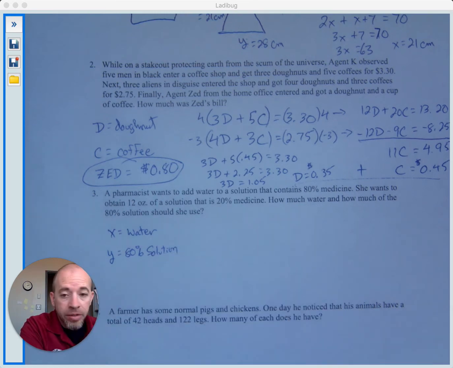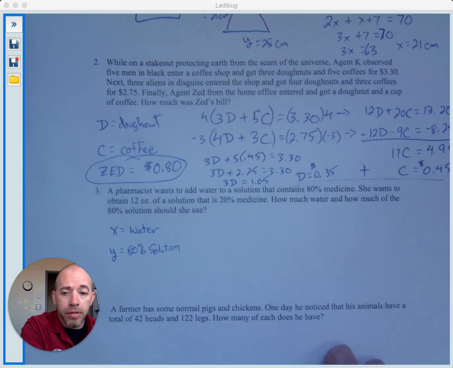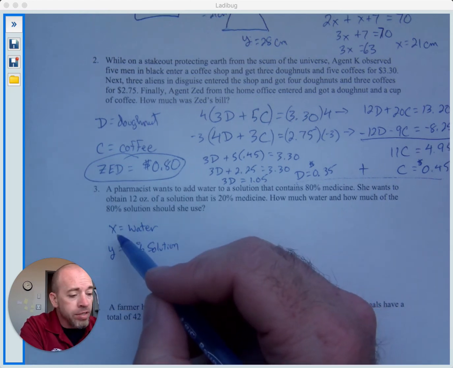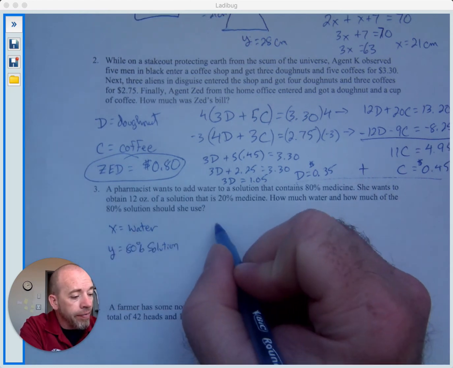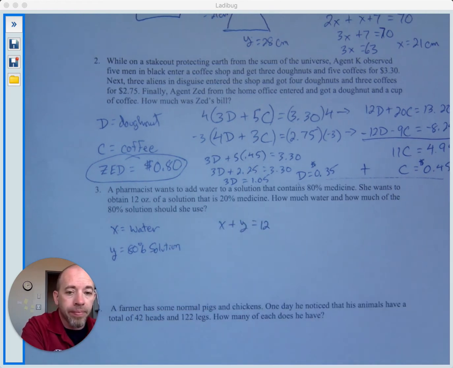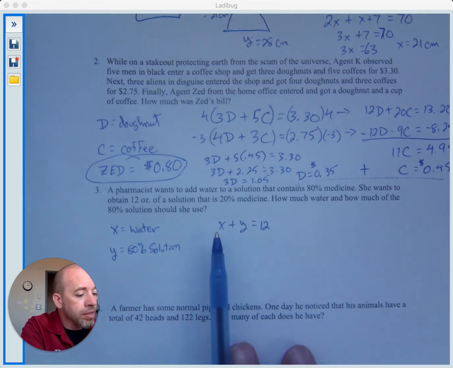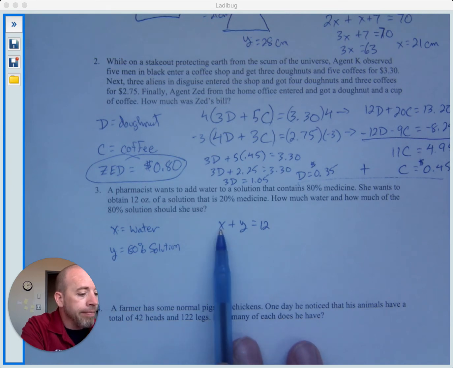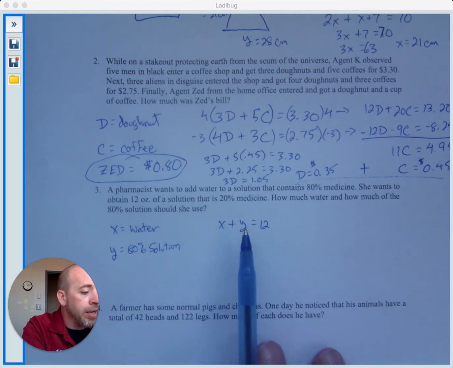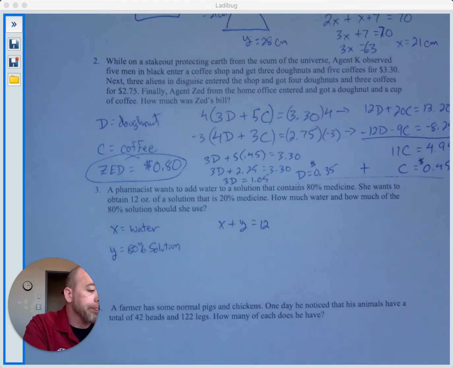And what we'd like to do is try to get 12 ounces, right? Well, that's the easiest equation. If we add X plus Y, that'll give us our 12 ounces that we want. So those are the amounts, X ounces plus Y ounces equals 12 ounces, right?